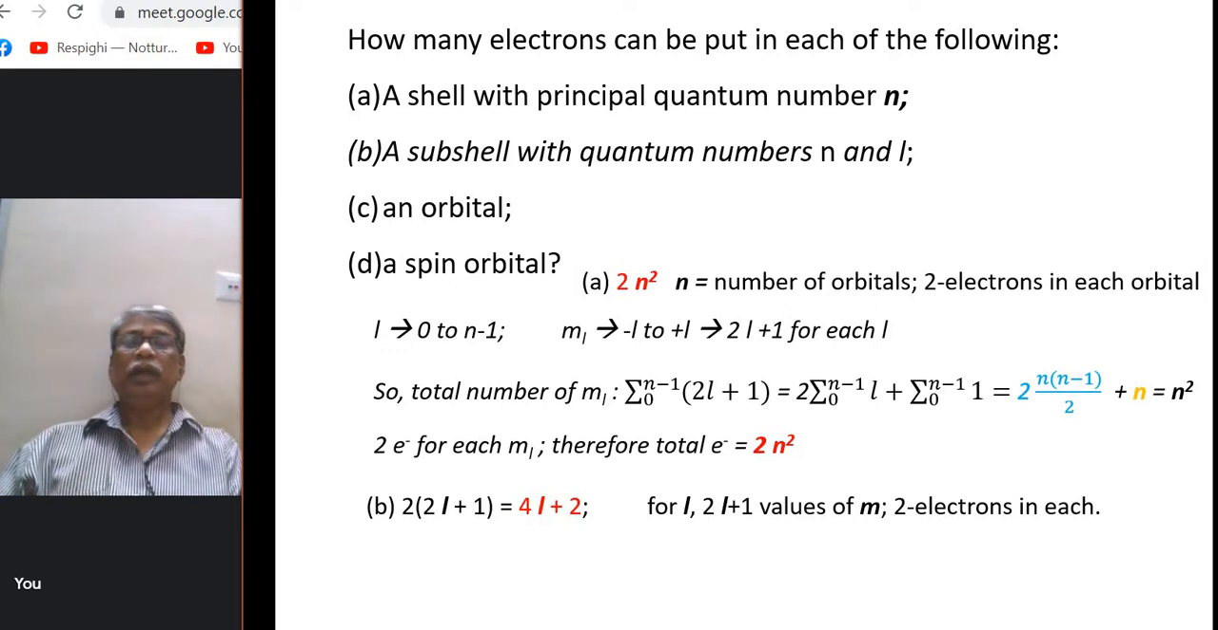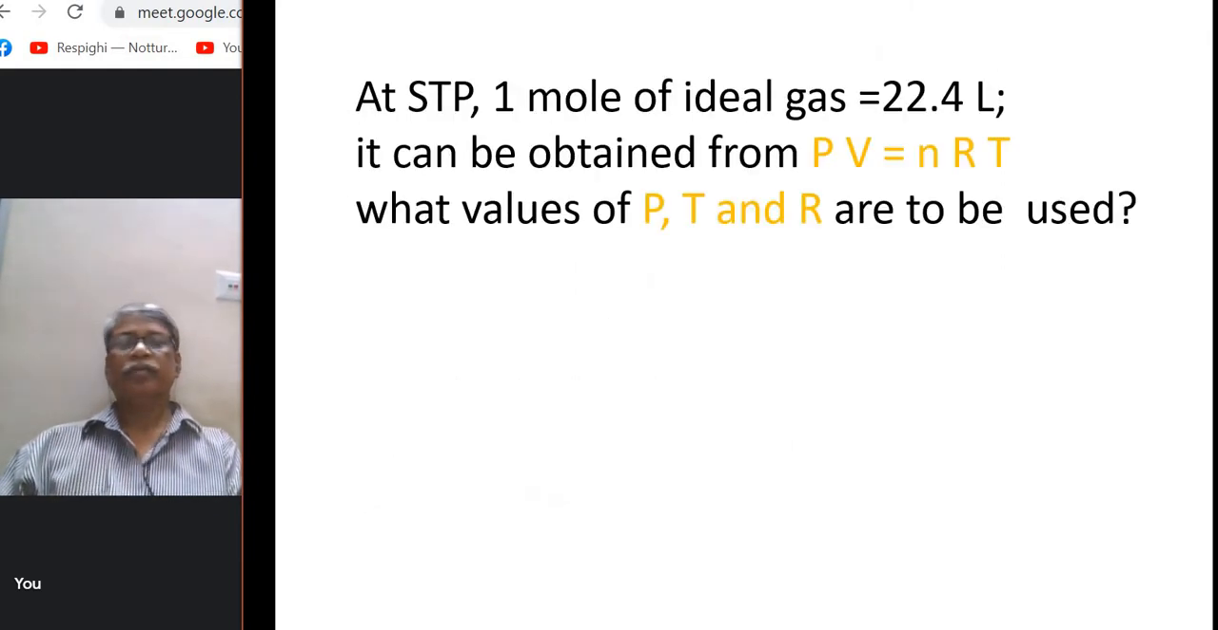The second one, a subshell with quantum numbers n and l. So again, for l there are 2l plus 1 number of m_l values and 2 electrons for each m_l. So it gives you 2 into (2l plus 1), that is 4l plus 2. An orbital, of course, is specified by an m_l value, so 2 electrons are there. A spin orbital is specified by m_s, either plus half or minus half, so it is a single electron. I think you have got the point.